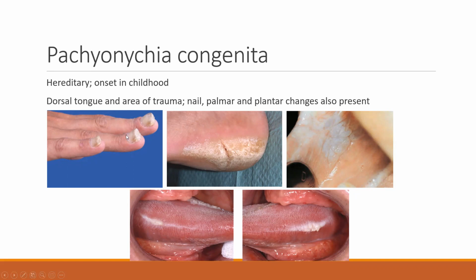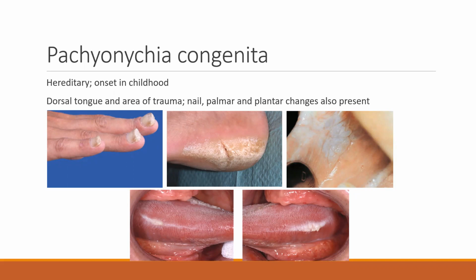And here there's increased keratin production at the base of the nail. That's why they have increased thickening and layering, as if there are layers of keratin on top of each other. That's why there is thickening of the nail beds, along with the white lesions of the buccal mucosa or the tongue. The diagnosis is again based on history and clinical features, which does not require much treatment.